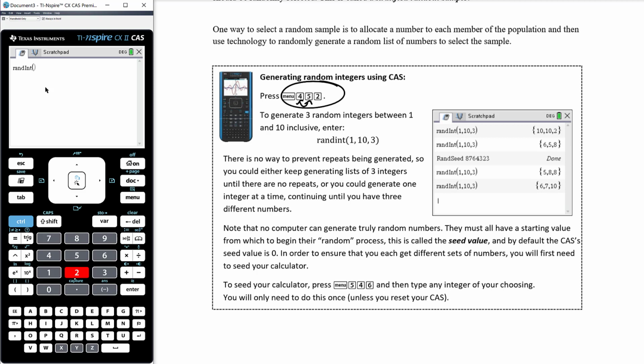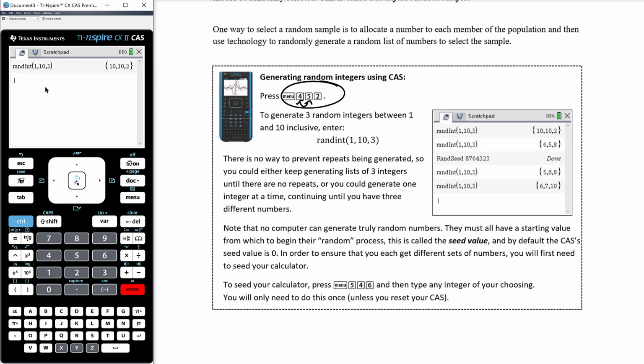So random integers, and if I want to generate integers between 1 and 10 inclusive, I will put 1, 10. So if I wanted it to be between 1 and 10 not inclusive, I'd need to put 2, 9. So it will always be inclusive of those end values. And then comma, how many integers do I want to generate? I want to generate 3. Okay, I'm going to press enter here and we're going to get a couple of problems.